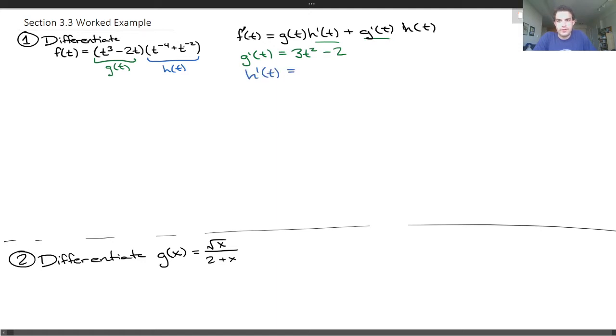Same for h prime of t, we just use the power rule, so we get minus 4t to the minus 5 minus 2t to the minus 3.